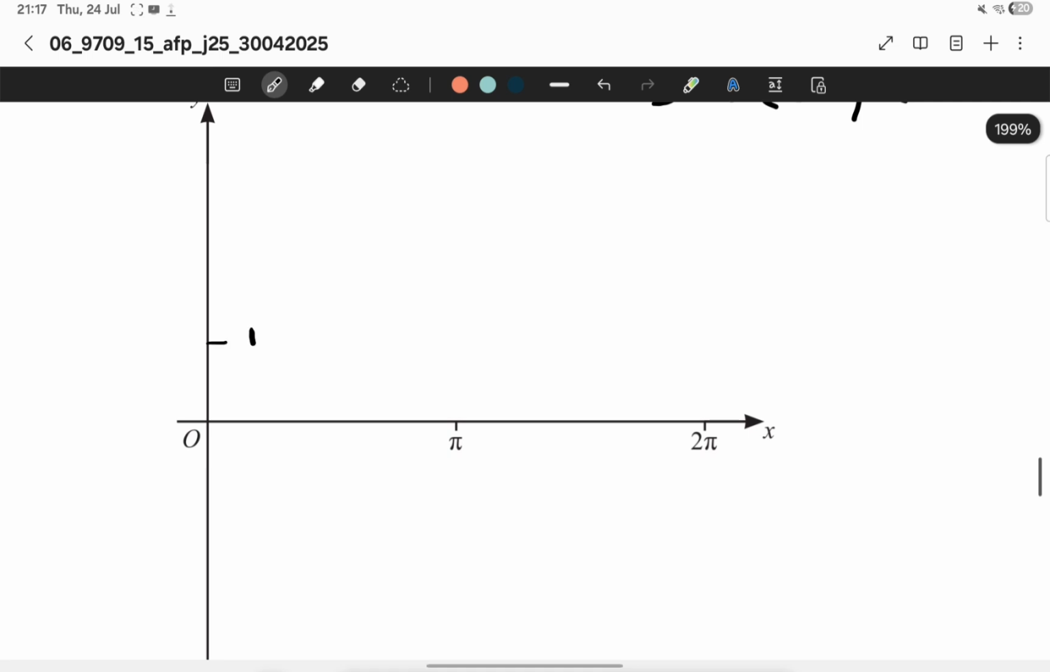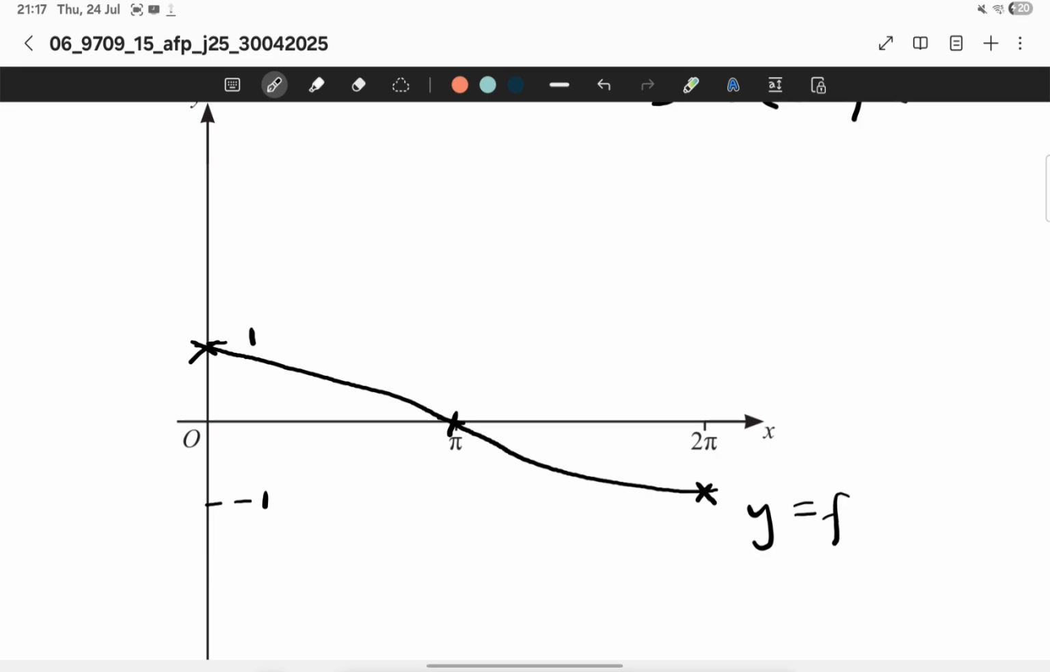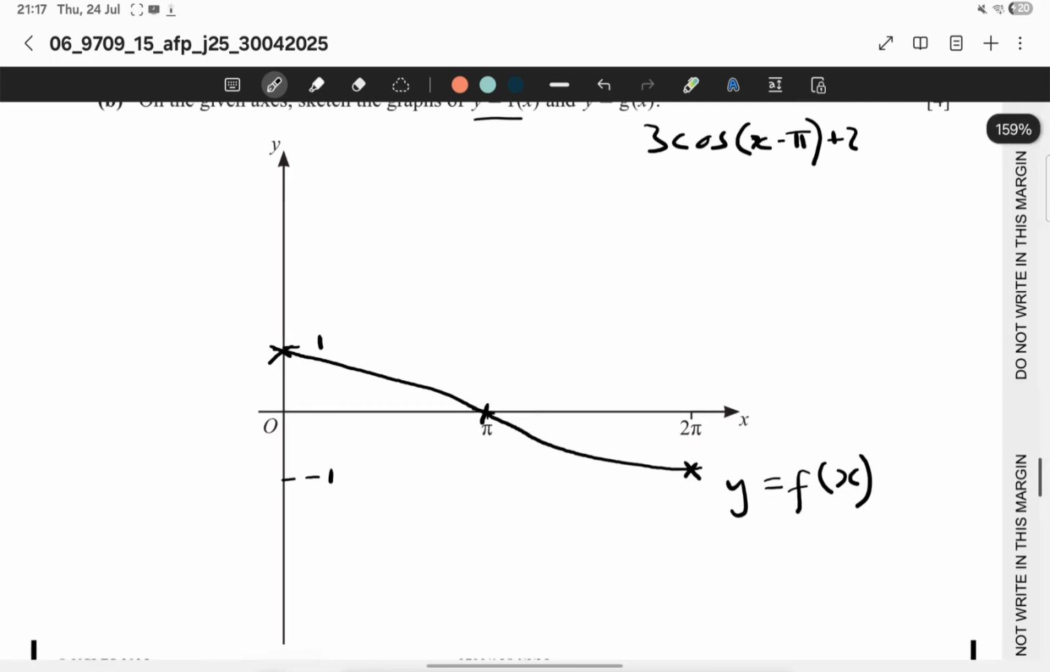You know, the cos graph looks like this. It crosses the y-axis at 1, crosses the x-axis at pi/2. So there's a point here, a point here, and a point here. And this is y equal to f of x, right, for the given range of values of x, right?